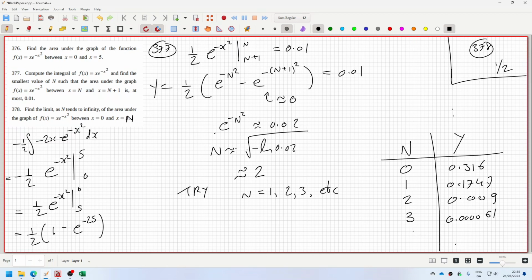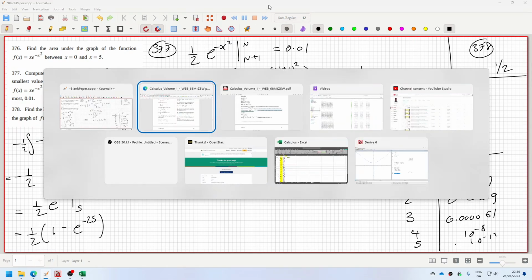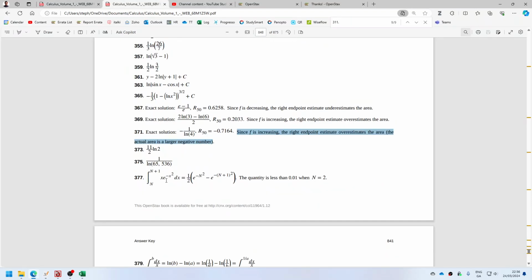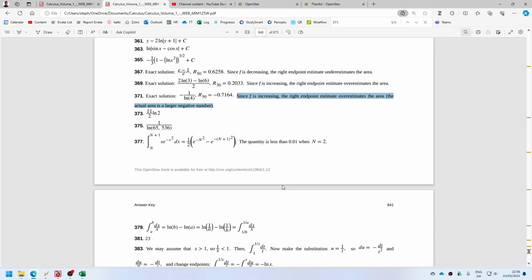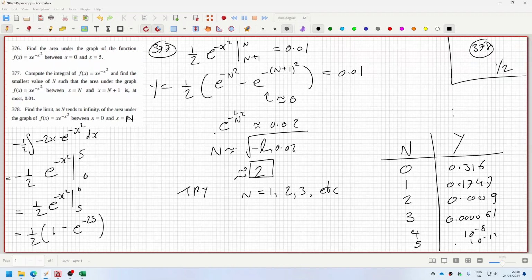When n is 4, it's like at 10 to the minus 8. And when it's 5, it's like at 10 to the minus 12. So, yeah, I think 2 is the right answer for 377. 2. Yeah, okay. But I'm not sure what they mean for 378.